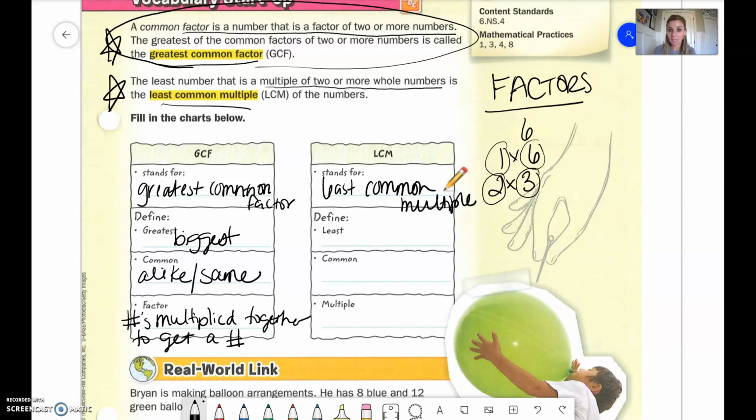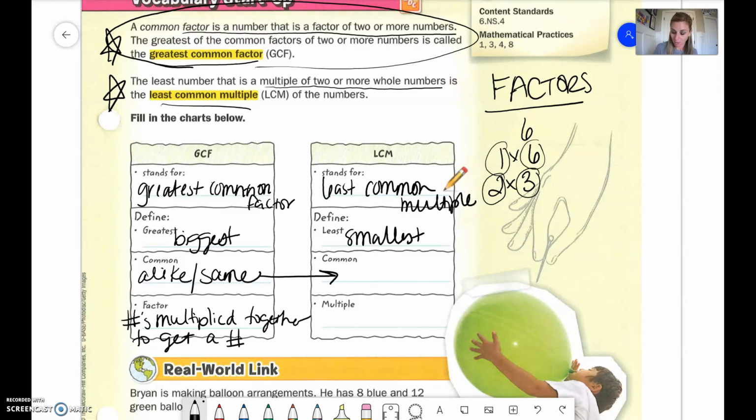Okay, and least obviously means the smallest. Okay, and common, same thing. Maybe I can just draw an arrow, make my life easier, right? Make your life easier. And a multiple is, for example, like if we're starting with the number 3.